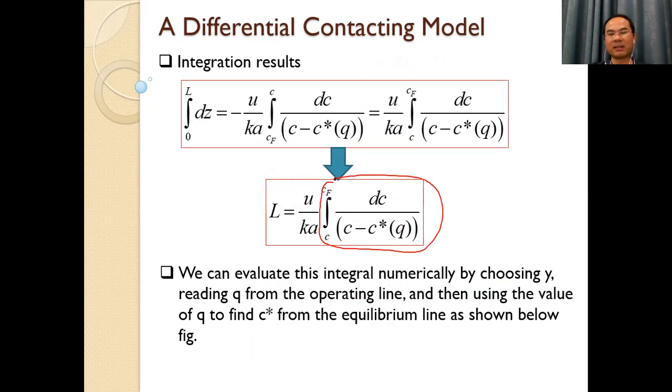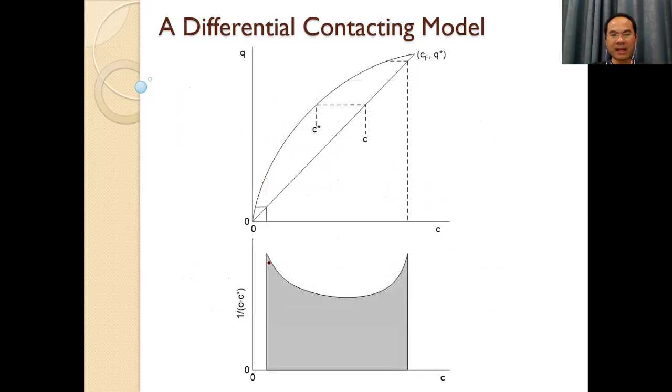This integration is the area under the curve, right? This is the area under the curve from C to Cf. Only Cf is higher than C. You can integrate the area under the curve of 1 over C minus C star versus C.